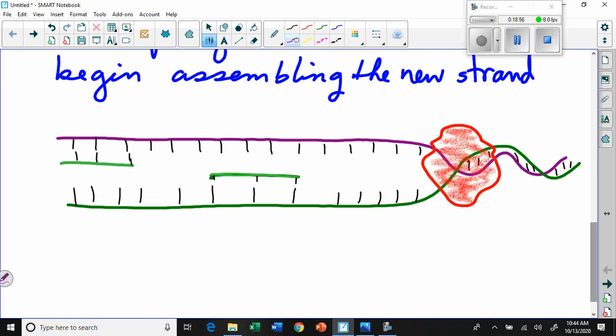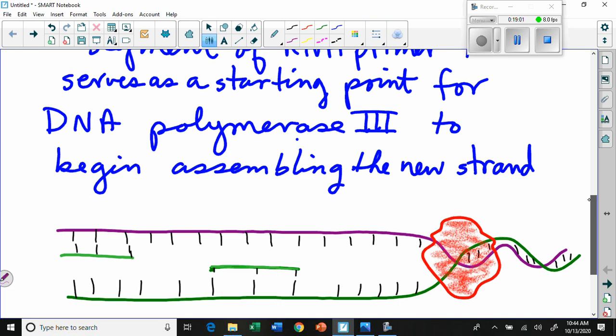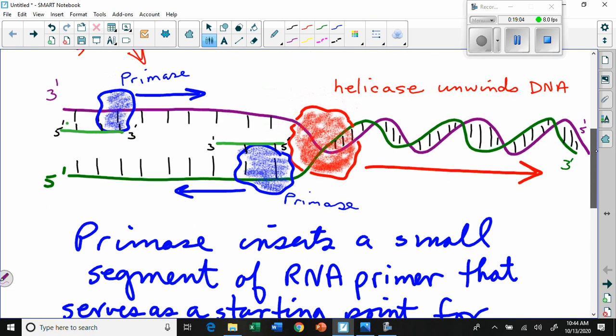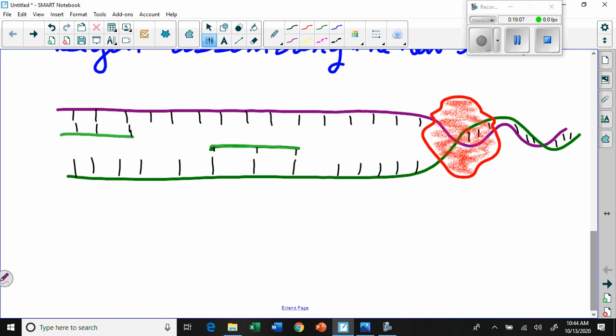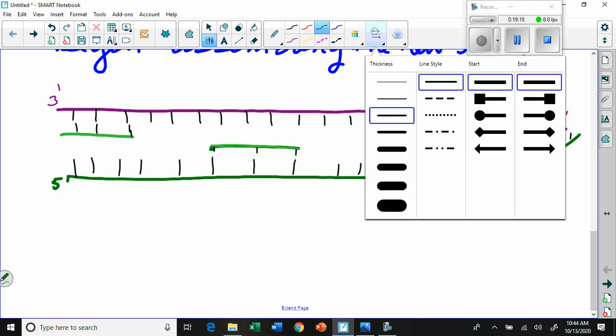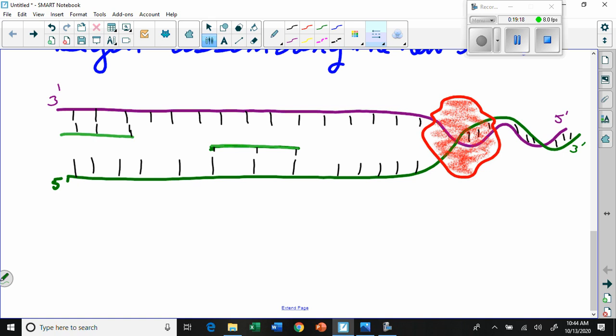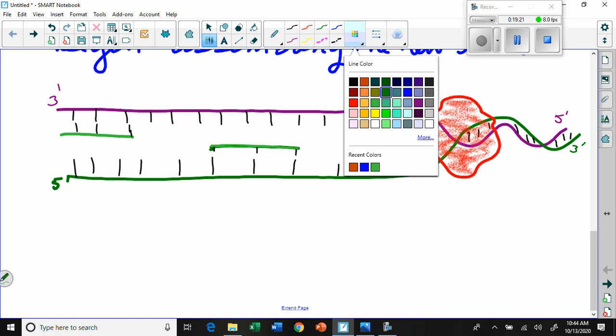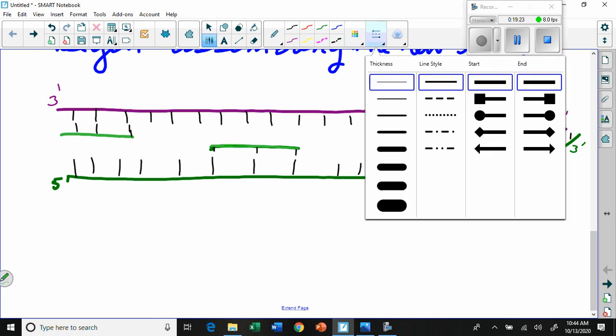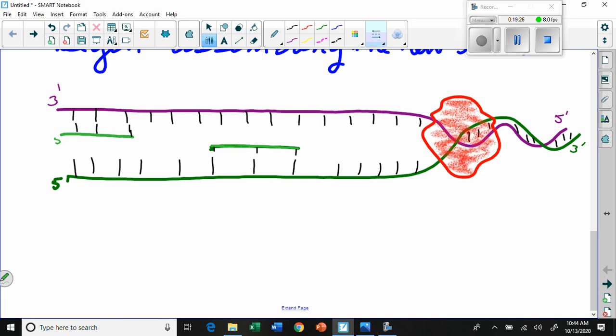And we should label this. Was the purple 5 to 3, or was it 3 to 5? Let's double check. I think it was 3 to 5. Yeah, 3 to 5. So let's put the 3 end here on my purple chain and the 5 end here. And then on my green chain, we'll put the 5 end here and the 3 end down here. That means this little piece of RNA in this little green color is 5 end, 3 end, but the one on the bottom is 3 end, 5 end, like that, right?